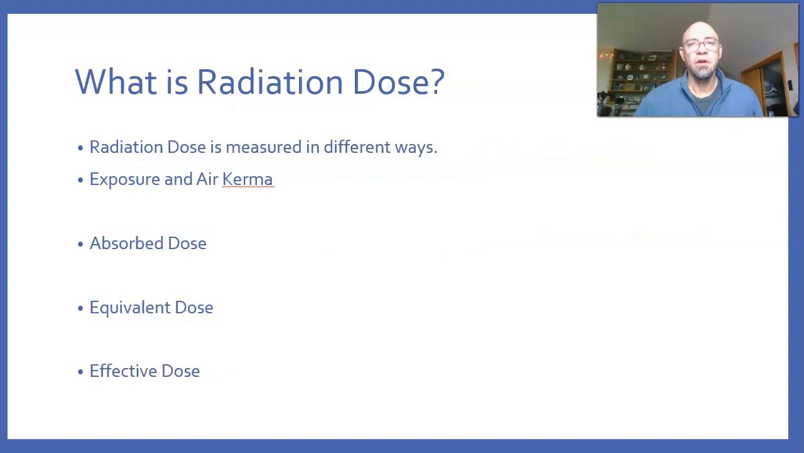Since we're talking about dose, we really need to understand dose a little bit better. It's never that simple of, well, how much radiation did I receive? There are different kinds of radiation doses out there. Some of them apply to all types of radiation, and some of them also take into consideration what part of the body has been irradiated. So let's dive into those different kinds of radiation doses so you get a better understanding of how it's measured.